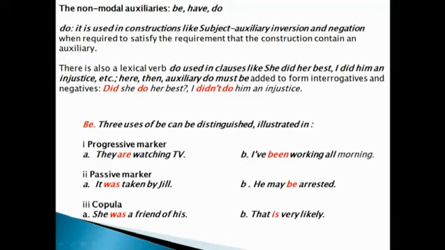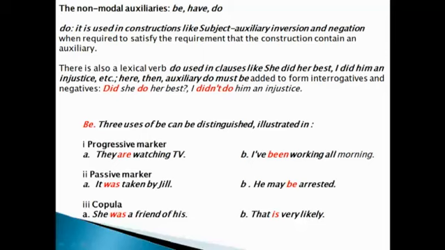Discussing be, we have three uses of be that can be distinguished. Be as a progressive marker. For example, in the present continuous, they are watching TV, or in the present perfect continuous, I've been working all morning.